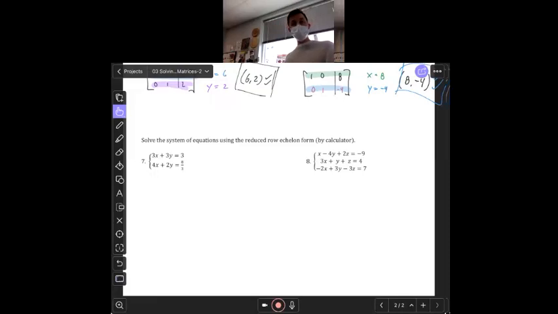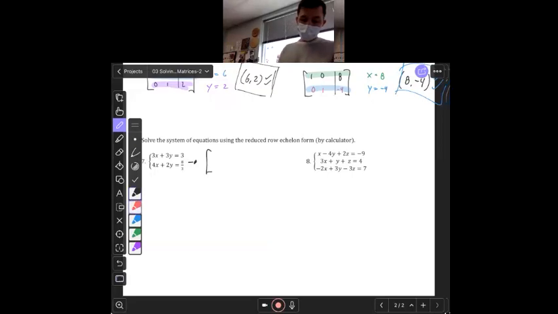But in order to put it in the calculator, you have to write it as a matrix first, and you have to know how big the matrix is. Okay, so your first step needs to be write this as a matrix. Should be pretty easy.